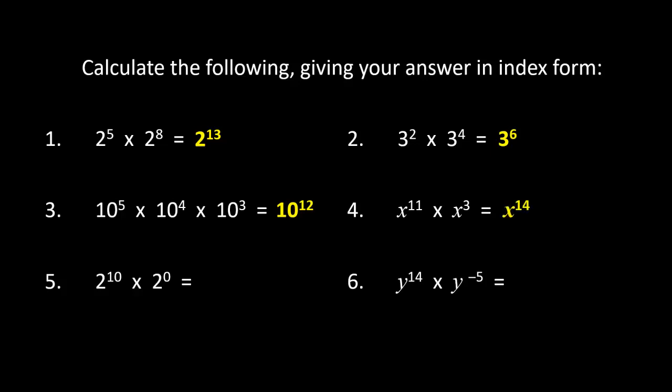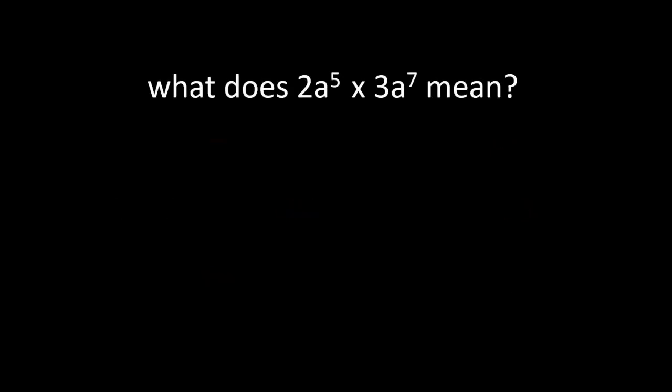Another one we've tried to confuse you on here is question 5, where we got 2. In index form, we add the indices. 10 add 0 is 10. There we go. And this one, we're trying to make it tricky with negative numbers. We got the same letter y, add the indices. 14 and minus 5 is 9. Okay, let's extend this a bit further then. What about that one?